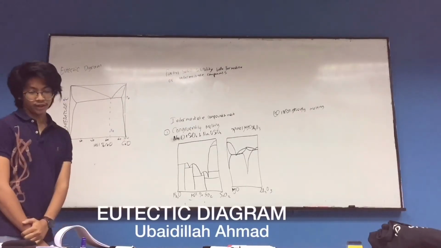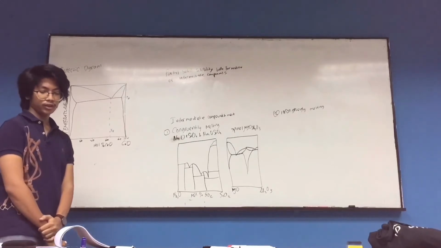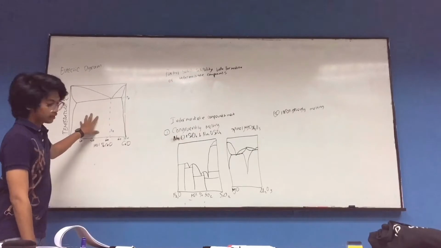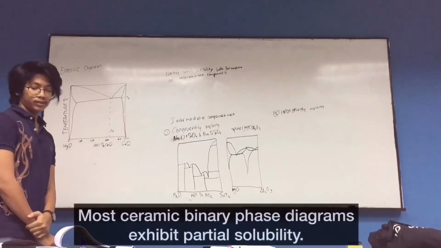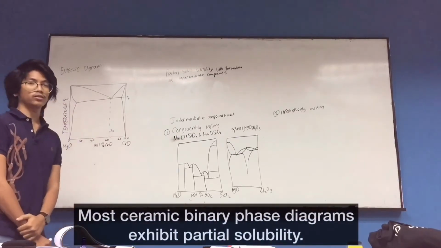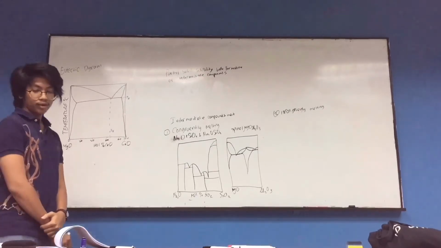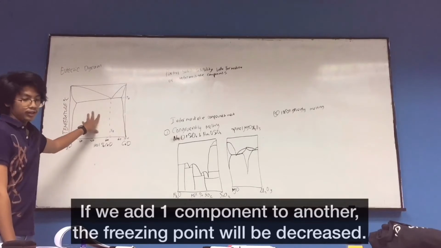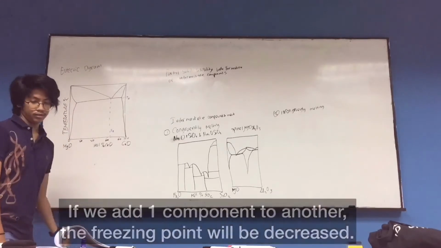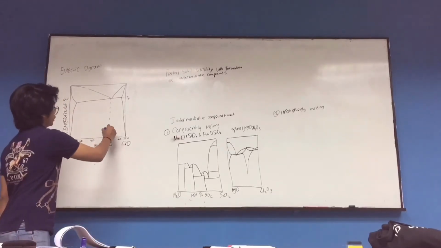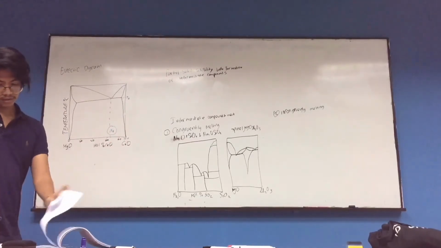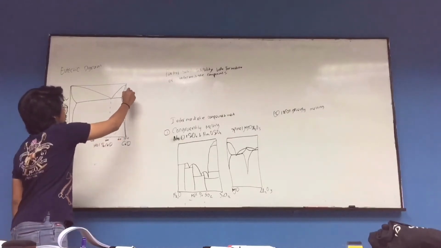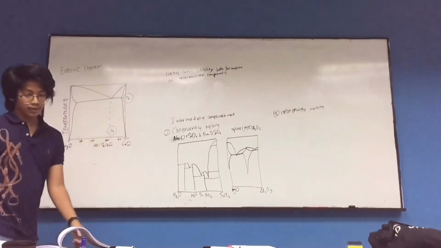Now for the eutectic diagram with partial solid solution and no intermediate compound. From this graph, most ceramic binary phase diagrams exhibit partial solubility, which means it's not fully soluble. If we add one component to another, the freezing point will be decreased. You can see this is Xe, which means eutectic composition, and T is the eutectic temperature.